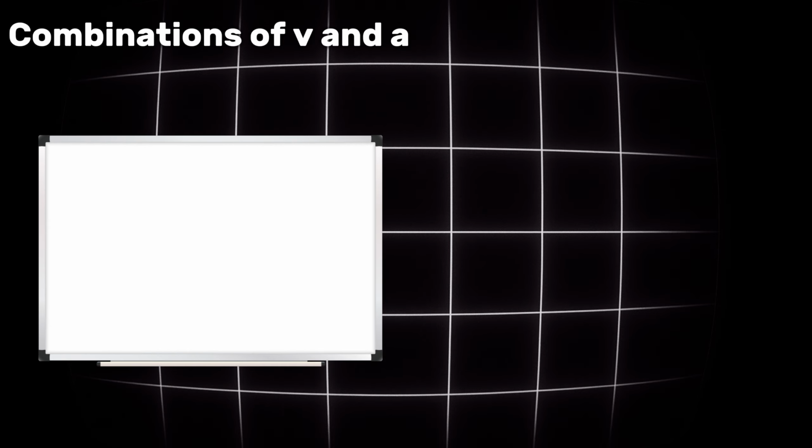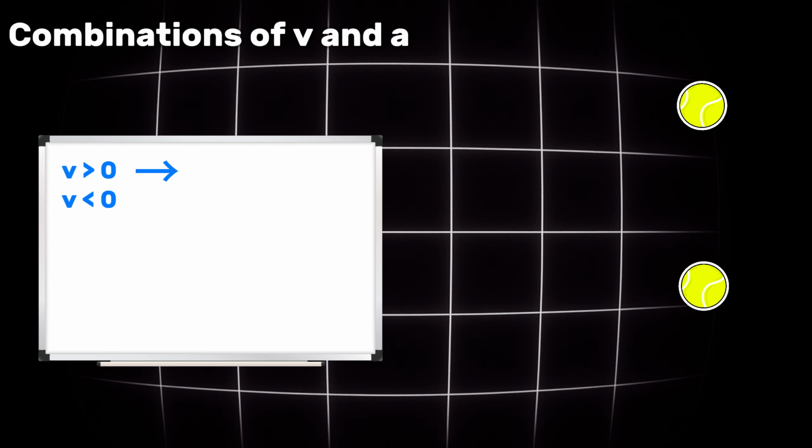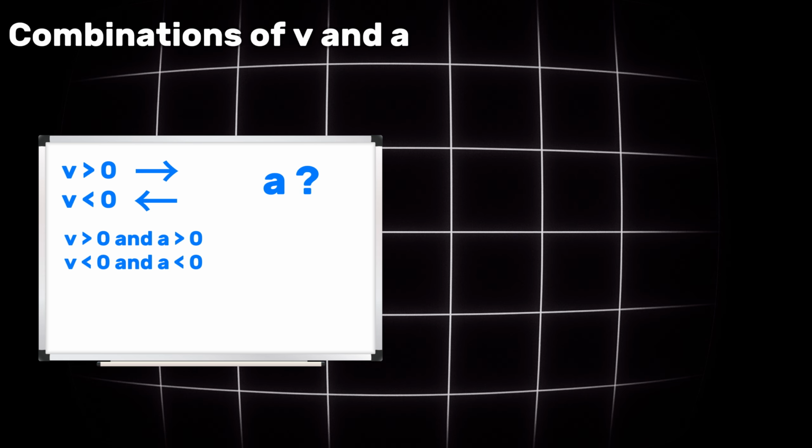Let's look at combinations of velocity and acceleration. If the velocity is positive, the object moves to the right. If the velocity is negative, the object moves to the left. But what happens when you also have an acceleration? If the acceleration has the same sign as the velocity, the object accelerates. The object either moves faster and faster to the right, or it moves faster and faster to the left.